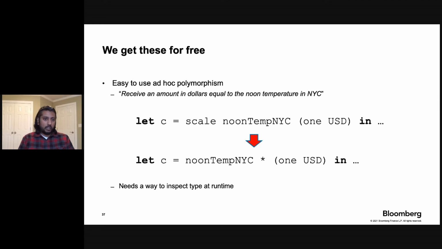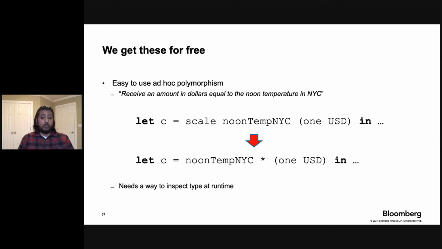An example of such a thing is that we can now do some sort of ad hoc polymorphism. Let's say I want to define a contract wherein I receive an amount in dollars equal to the noon temperature in NYC. I can do that using the scale combinator. The scale combinator takes this time-varying value, the noon temperature in New York City, and multiplies all the payments in the contract by it. Intuitively, this seems like it can be handled much more simply by the multiplication operator.